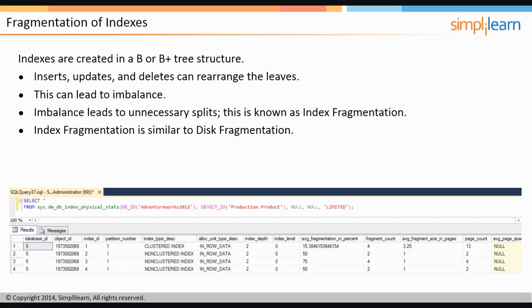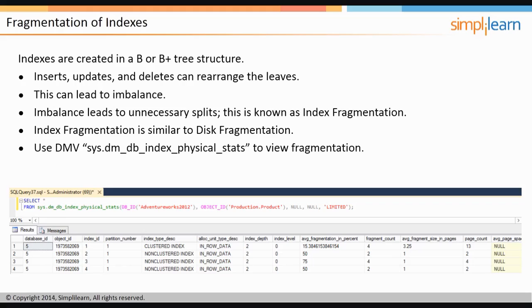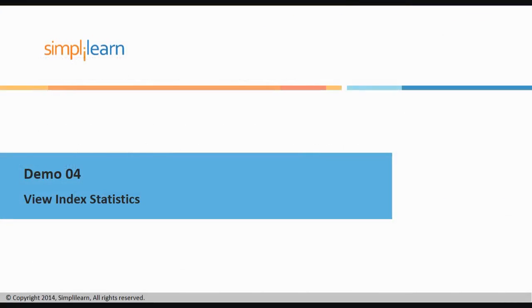You can view the level of index fragmentation using a DMV. The more the fragmentation, the lesser the performance of the index. If the fragmentation is too high, you should reorganize the index. This can be done by either rebuilding the index or by dropping and recreating it. You will see how you can view index statistics in this demo video.